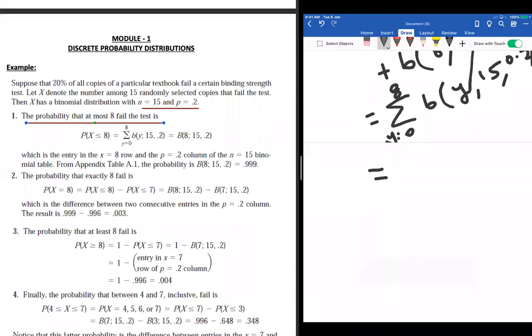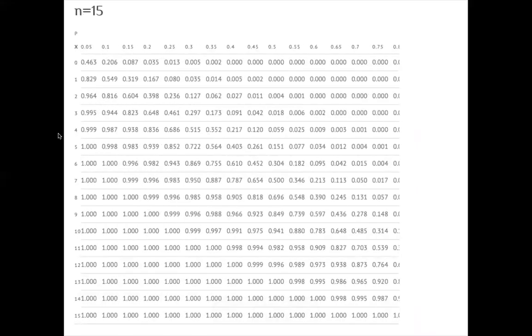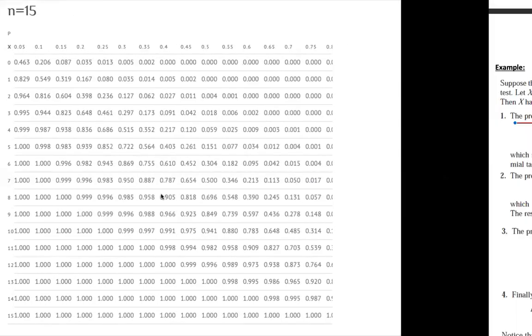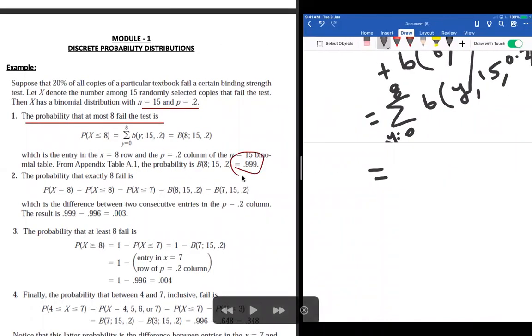Using the binomial table, the value of capital B(8; 15, 0.2) is found as follows. This is the binomial table for n equal to 15, with probability value 0.2, and x can take values from 0 up to 15. For x equal to 8 and p equal to 0.2, the sum of all probabilities less than or equal to 8 is 0.999.